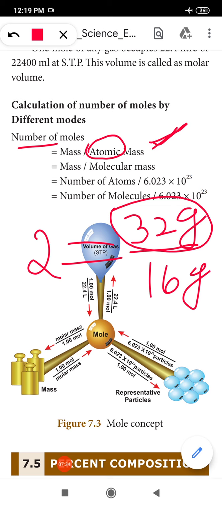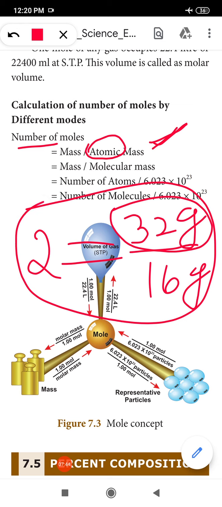Now, calculate the number of moles present in 32 gram of oxygen molecule. What we just calculated was for atoms. Now calculate the number of moles present in 32 gram of oxygen molecule. Only one change. When oxygen molecule is mentioned, what should you do? Use the formula mass by molecular mass. Mass is 32 gram, molecular mass of oxygen is 32 gram. So 32 divided by 32, you will get answer 1.